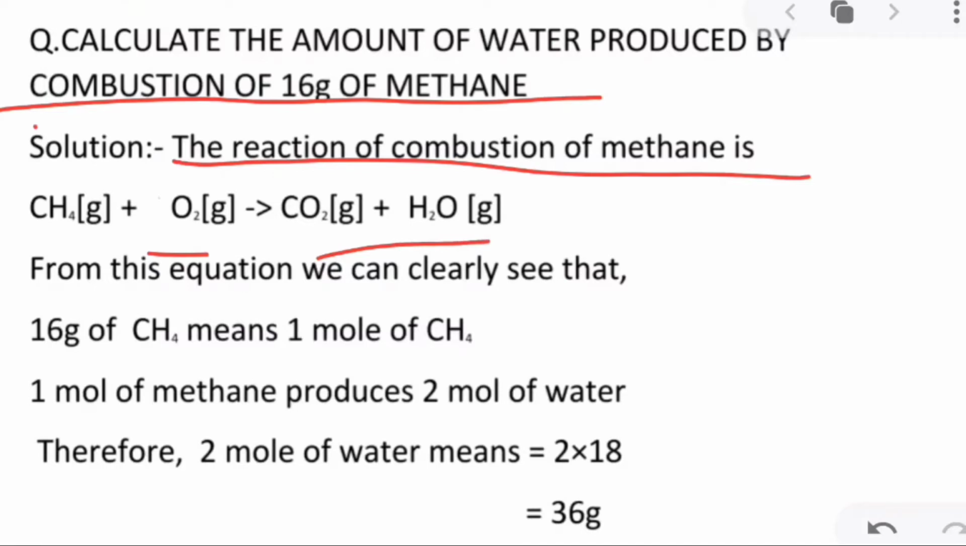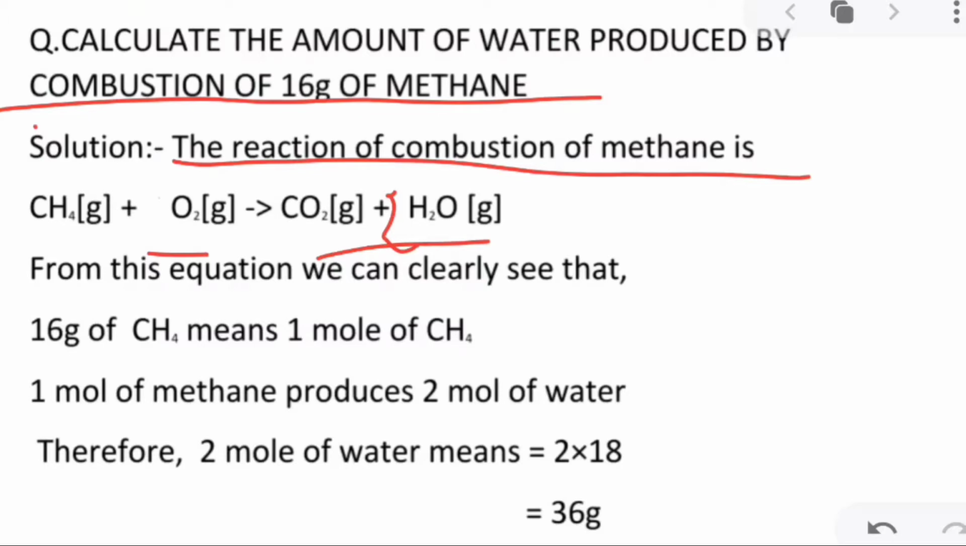Since C is balanced, we won't do anything with it. Now let's go to H. To balance H, to make the number of H atoms equal on both the sides, we have to multiply by 2 here. Now we will see whether hydrogen is the same or not. On the left hand side it is 4 and on the right hand side also it is 4. So it is balanced.